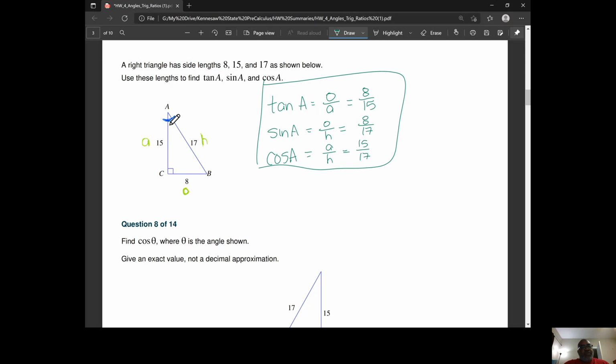Okay. Note that the first thing we do is identify our angle. We identify our opposite side, which does not create the angle. The angle is created by the adjacent side and the hypotenuse. If we take B, the angle is created by the adjacent side and the hypotenuse. C is the right angle, so we're not going to really use that. Okay, let's go.